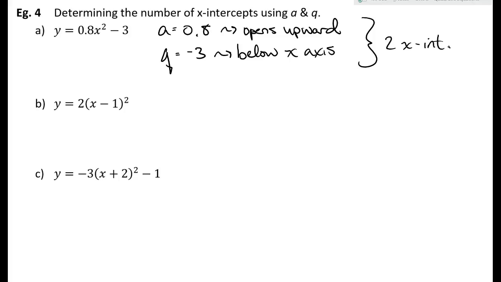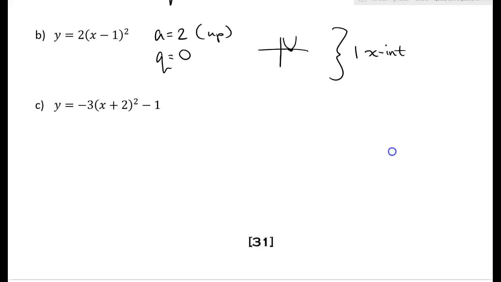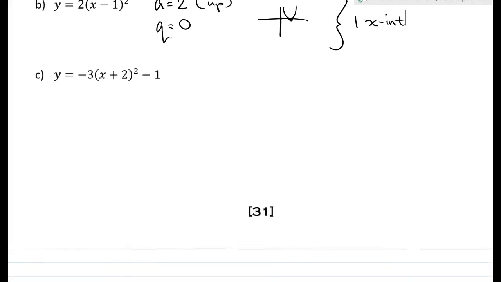Alternately here, my a value is 2, so it opens upward. My q is 0, which means that my vertex is resting on the x-axis. If my vertex is resting on the x-axis, we've already seen this, but just to confirm, it looks like that, which means I've only got one point of intersection, so I have one x-intercept when my vertex is on the x-axis, when q equals 0. And that would actually work for opening upward or opening downward.